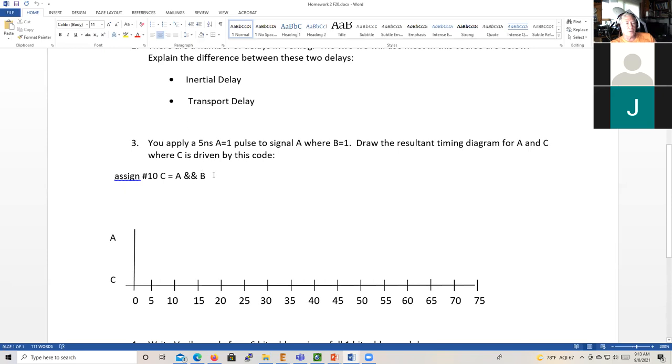So basically this is A anded with B. B is one, so when A goes up to one for 5 nanoseconds, what happens? Is this 10 nanoseconds a transport delay or an inertial delay? Because it's on the left of the equal sign, it is inertial delay. They would work the same, but since this 5 nanosecond pulse is significantly shorter than this 10 nanoseconds, it's not going to be transmitted through the inertial delay. So the resultant timing diagram for C is just a straight line staying on zero, whereas for A you're going to see a 5 nanosecond pulse, and then it goes back to zero and continues at zero.